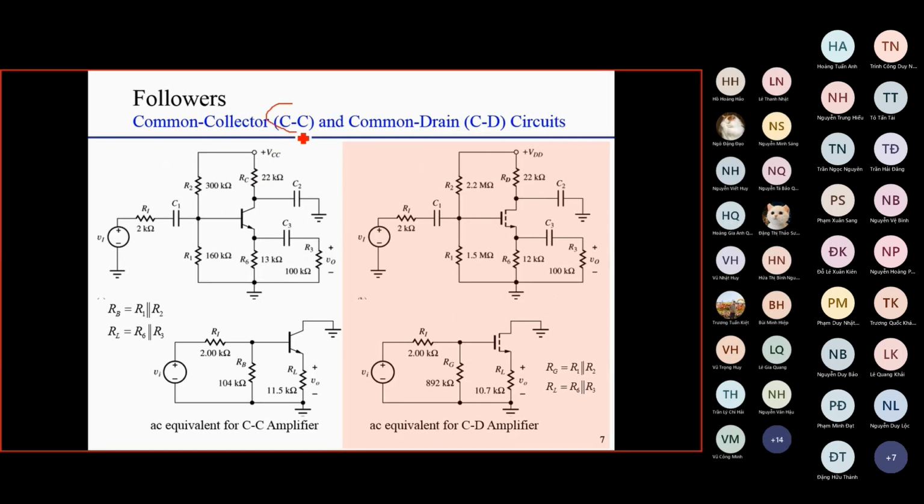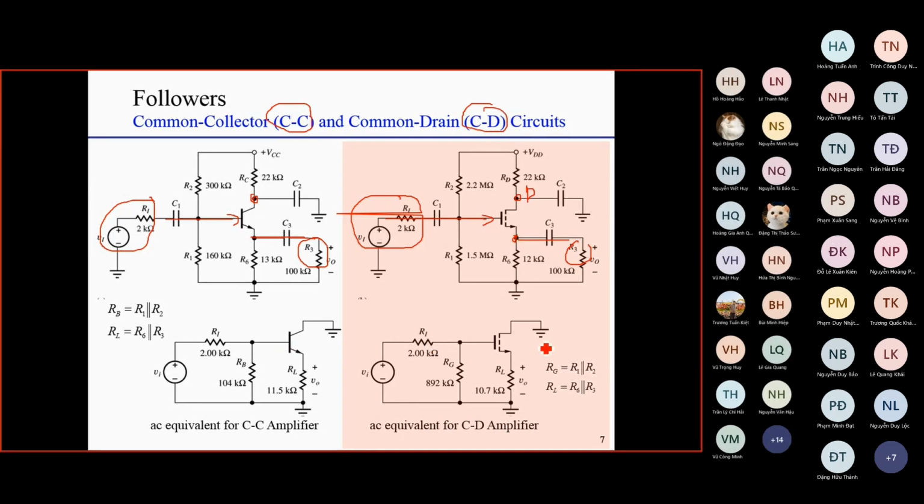For BJT, you have the common collector. That means the input signal is fed to the base, and the output signal is taken from the emitter to supply to the load. That means the collector is in common. For the field effect transistor, you have a similar configuration where the input signal is fed to the gate and the output signal is taken from the source to supply to the load. Then the drain is in common. So you have a common drain circuit.